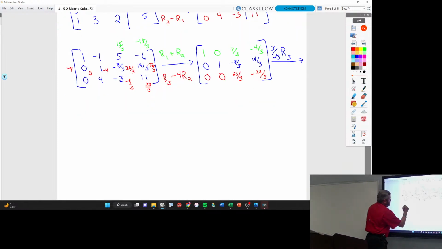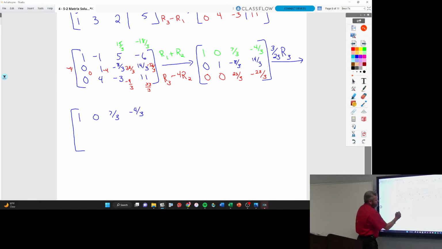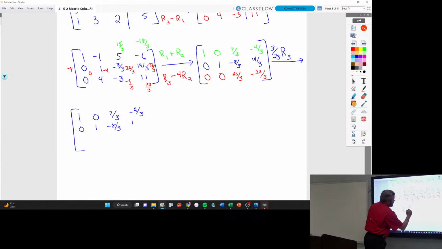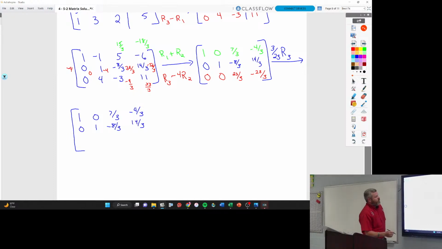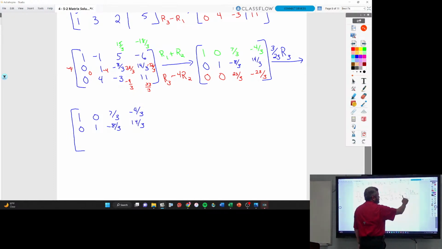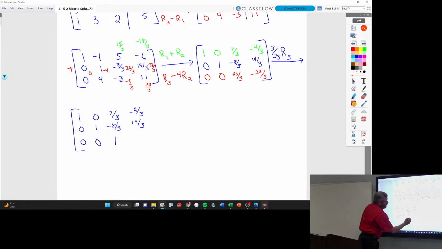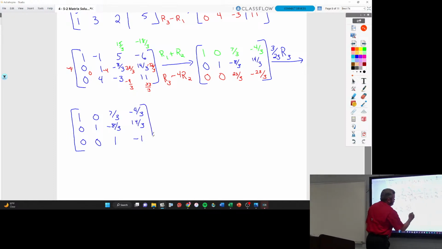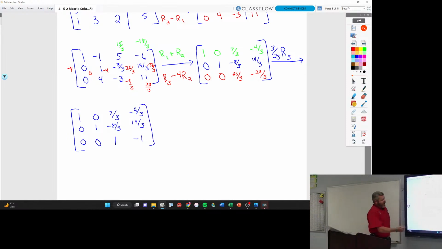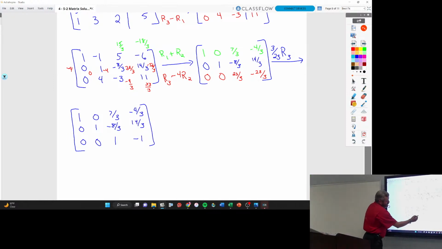Okay, so I haven't touched row 1 on this step, so I have 1, 0, 7 thirds, negative 4 thirds. I haven't touched row 2: 0, 1, negative 8 thirds, 14 thirds. I did touch row 3 because I'm taking row 3 and multiplying it by the reciprocal of 23 thirds. So that's going to give me 0, 0, 1, negative 1. And so now I have my 1's on my diagonal, so I'm getting really, really close to the answer.